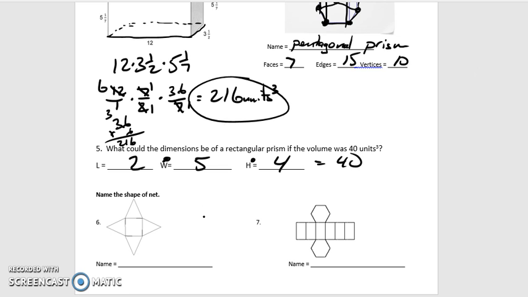And now we're just naming here. So I'm noticing I've got triangles that are wrapping around it. So I do know it is going to be a pyramid. What type of pyramid? Well, I look at the base and I go, my, that's a fine looking square. So we're going to call it a square pyramid.